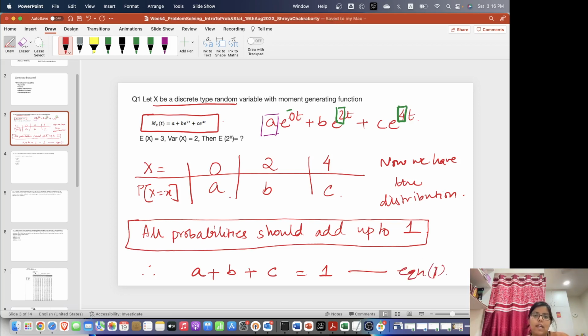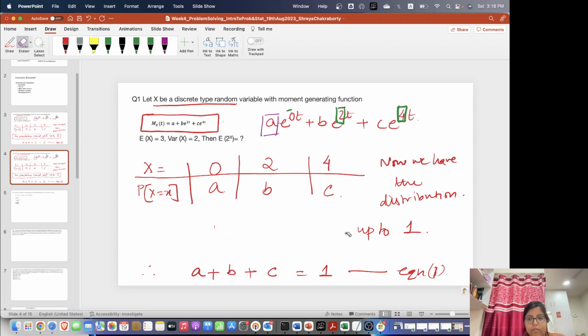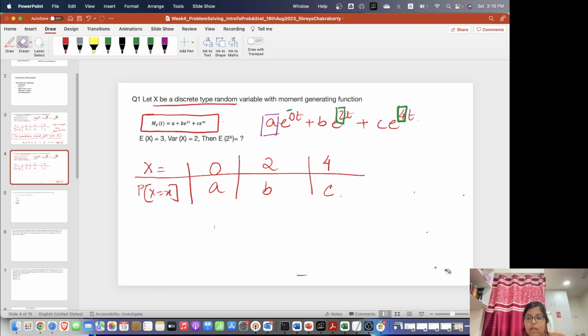Now further we have been given expectation of x and variance of x. So let the distribution remain. So we already have this. So we have 3 unknowns. In order to solve for 3 unknowns, we need 3 equations. So one of the equations is expectation of x is 3.